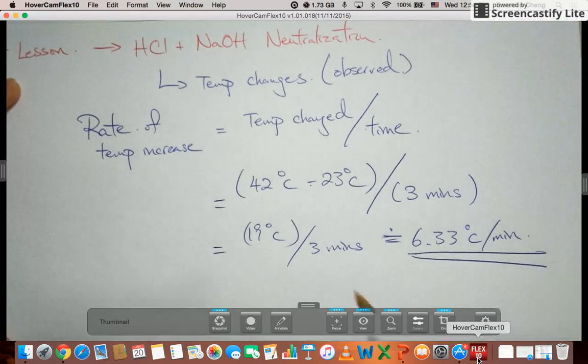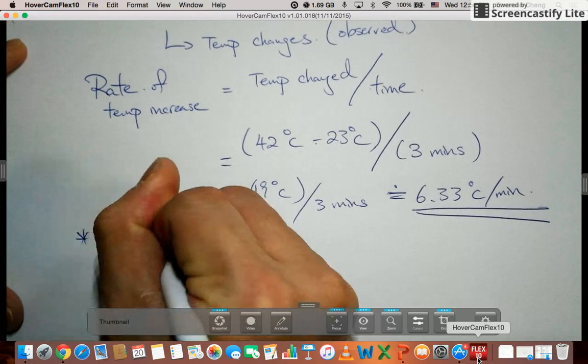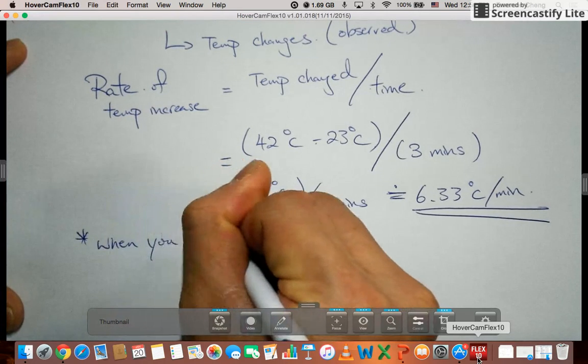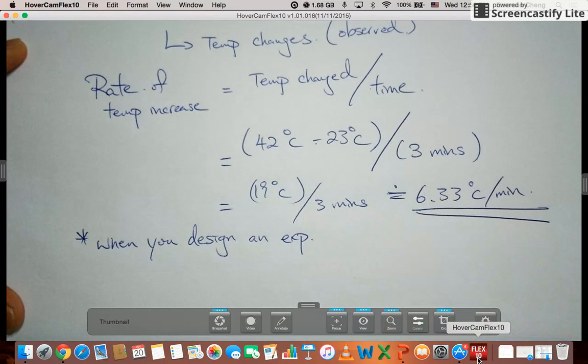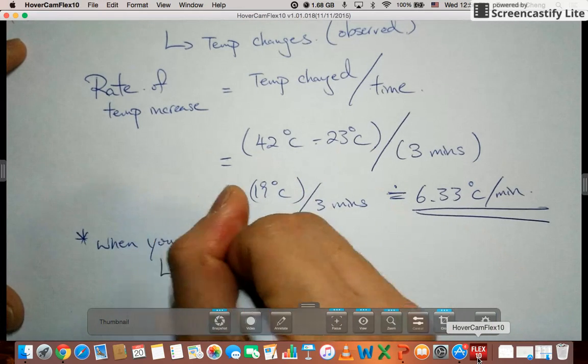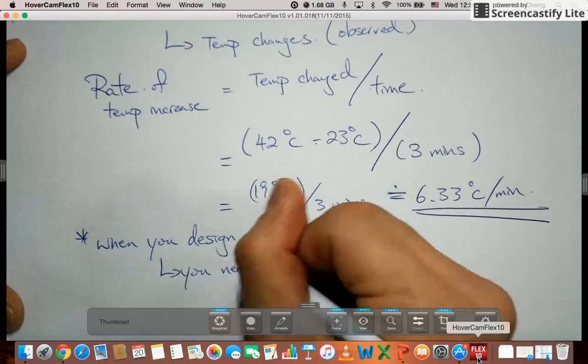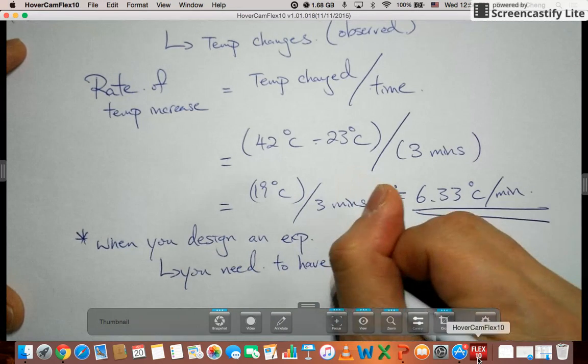What this also means is this. When you design an experiment for finding out the rates, what's one thing you must have? Yes? Time. Instrument-wise it will be a timer, stopwatch. Okay? You need to have a stopwatch.